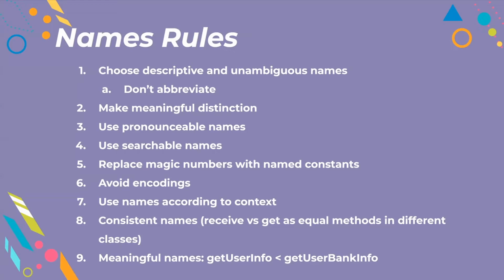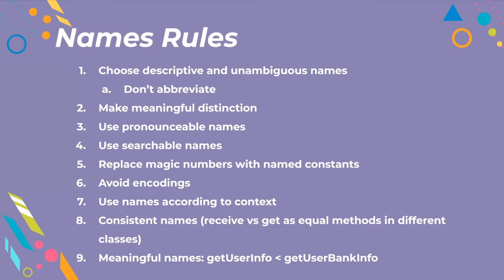Next one is to replace magic numbers with named constants. So for example, if you have a part of your code that is iterating from i equals 0 to some number, more often than not, that number is supposed to be a constant, because if your for loop goes from 0 to 4, it's not very clear what that 4 is or where it comes from.